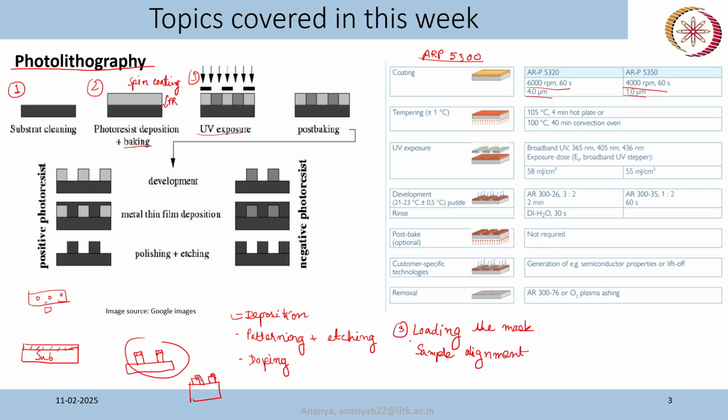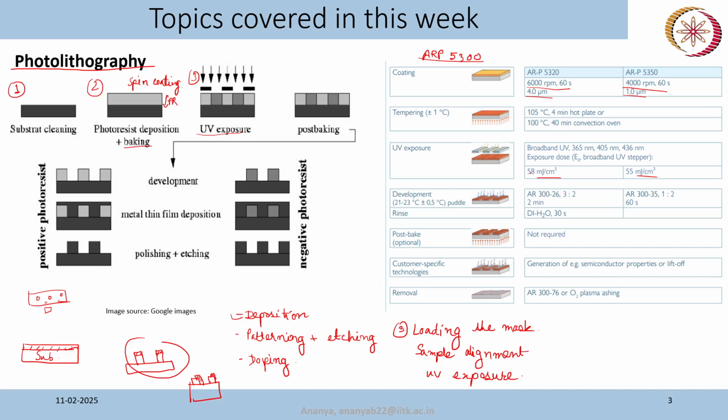After you align your sample, you do UV exposure. UV exposure is done for a certain duration. There will be a certain intensity of your UV light source, and you will expose it for a certain duration. Overall you will get the exposure dose, which is in units of millijoules per centimeter square. This is normally given in the data sheet, how much dose is required for a particular photoresist.